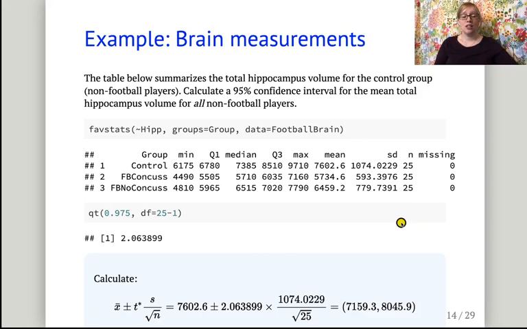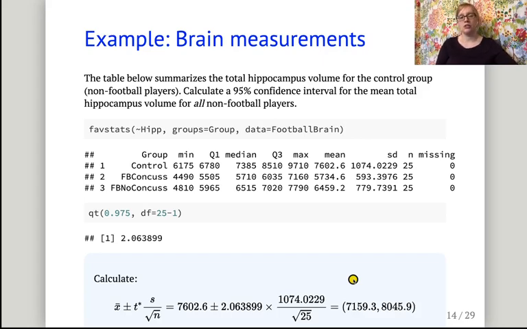Last thing we need to calculate this confidence interval is the value from the t-distribution. Our sample size is 25, so degrees of freedom are 25 minus 1. For a 95% confidence interval, you'll use 0.975 to get that endpoint. So down in our calculation, we'll plug everything in and end up with a result of 7,159.3 to 8,045.9. We're 95% confident that the mean total hippocampus volume for all non-football players or all control type players would fall into that range.